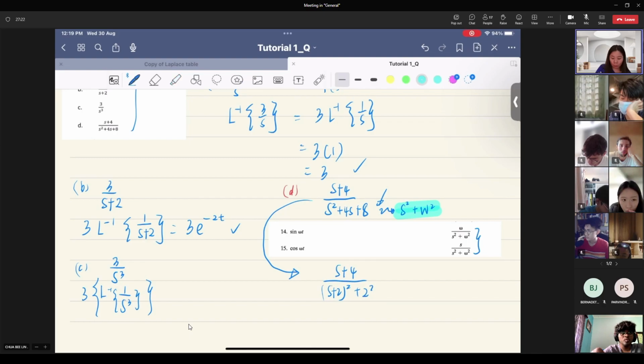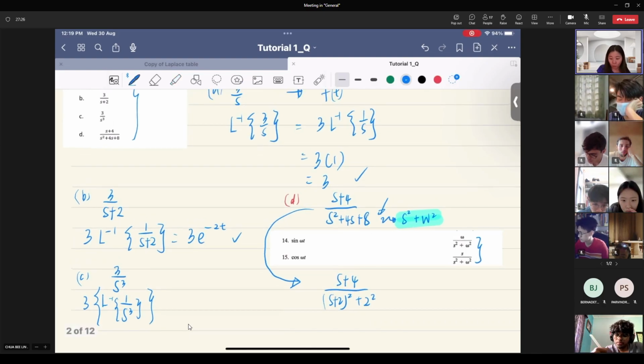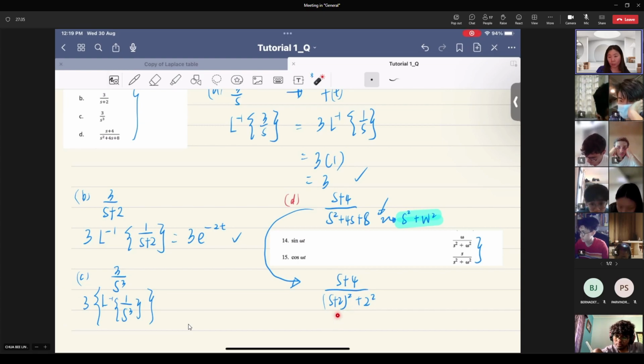Okay, so when you do the expansion, you can actually get back the s power 4, which is this one. When you do the expansion of this, you will get back this. So there is a formula to get this. Please do your own revision. This is simple maths.